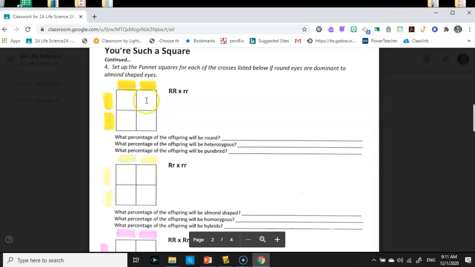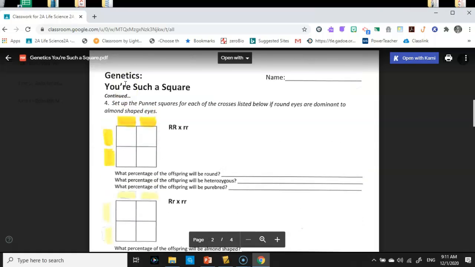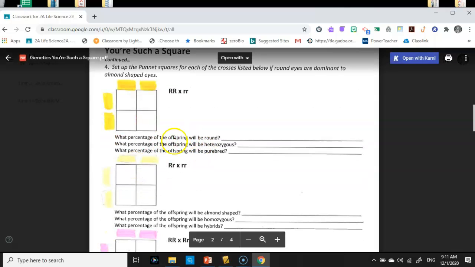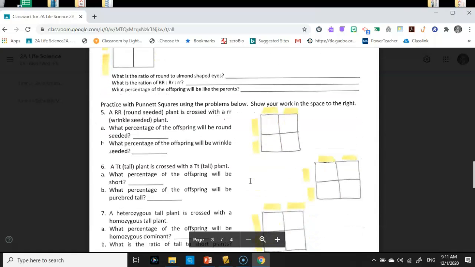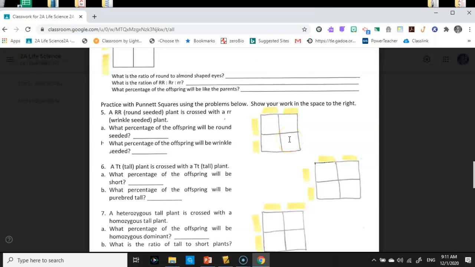And down here, you're just setting up these Punnett squares. Remember that once you figure out what the parents are, and they're giving you the parents right here, you're going to put the parents out here to the side, and I've got them highlighted to remind you. Then your offspring are going to be in here. You're just going to carry these over and carry these down, and then answer the questions. Down here, I've drawn the boxes for you.